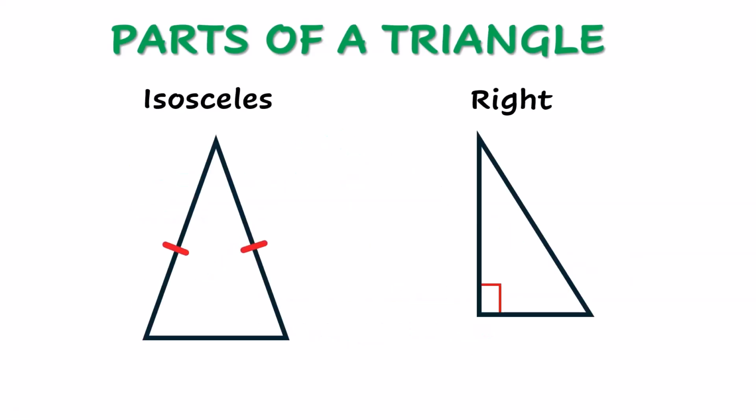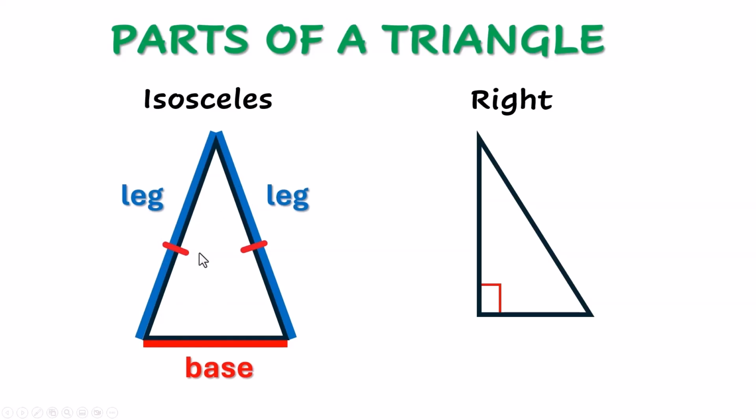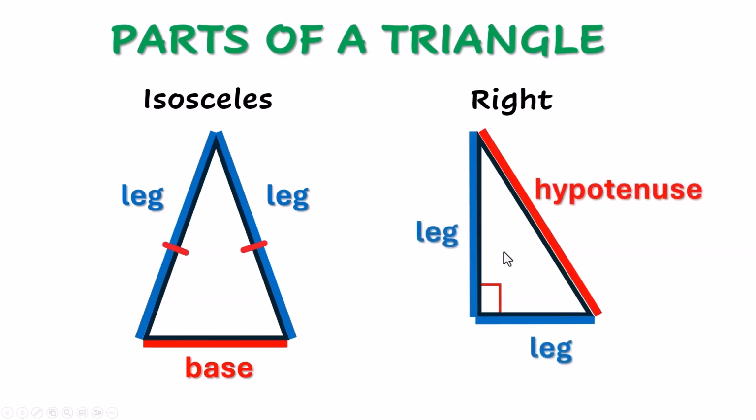Let's focus on the isosceles and the right triangles a little bit. So they still have opposite sides and adjacent sides just like the regular triangles, but these guys also have some other terms that go with them. Looking at the isosceles first, the two sides that are equal to each other are called legs, and the other side is called the base. So when they're referring to the base of an isosceles triangle, they're talking about the side that is not equal to the other two. A right triangle also has legs.